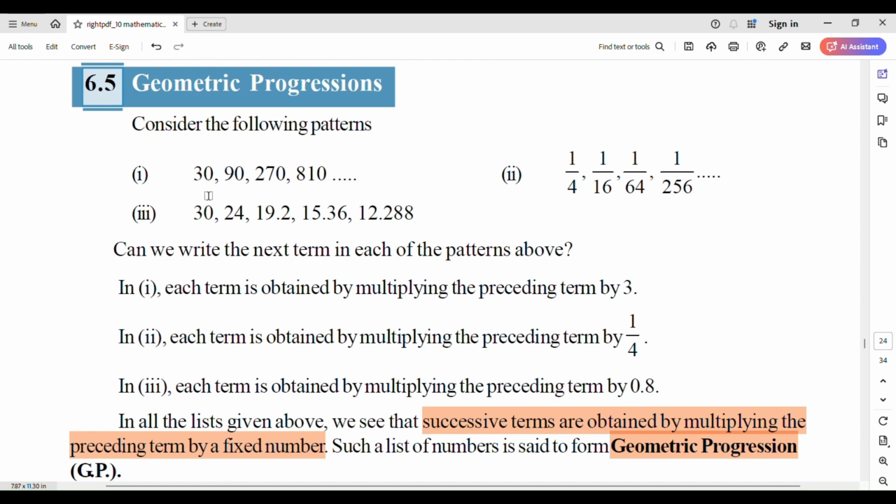The only difference between arithmetic progression and geometric progression is that you have a similar initial term. In arithmetic progression you obtain the next term by adding a fixed number. Here you will get the next number by multiplying by a fixed number.